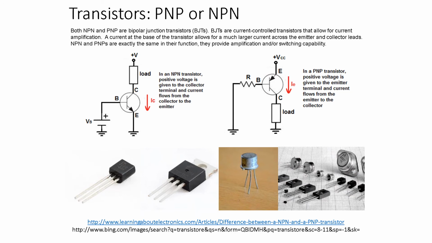Now, in a PNP transistor, on the other hand, the positive voltage is given to the emitter terminal, and the current flows from the emitter to the collector. So it's kind of almost flipped around a little bit. And that means if the base isn't grounded, then essentially current isn't going to flow through the transistor. So if you have a break there, or there's some kind of applied voltage, or something's happening there, essentially you can't have electricity flow. So you can see how we might use these as push buttons, actually.